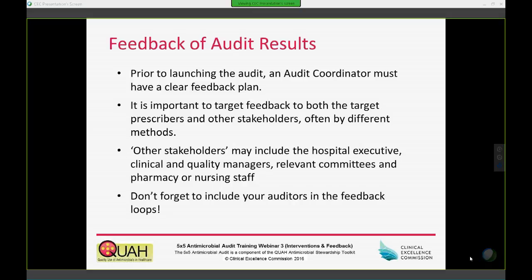It's also very important to make sure that your auditors are aware of and are included in those feedback loops, because it helps them to see that something's actually happening with all the data that they've been collecting, and hopefully that data will be showing some trends towards improvement, which is a form of encouragement. It encourages them to keep going with their audit process.